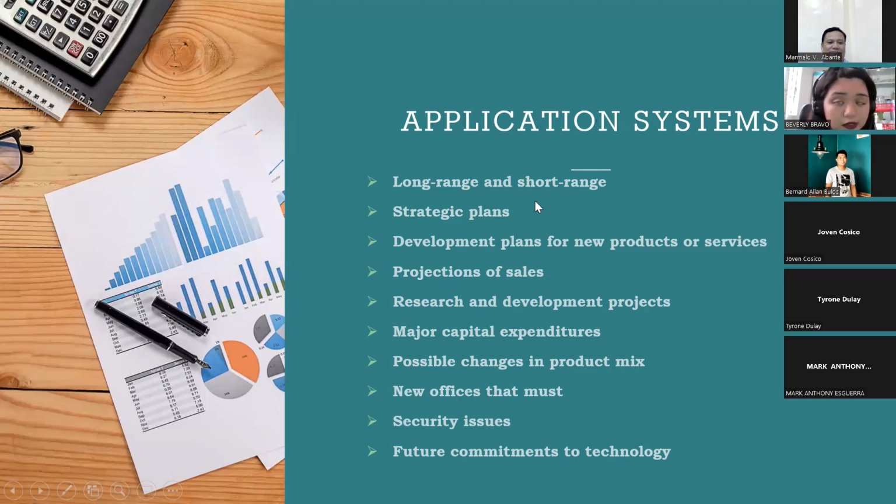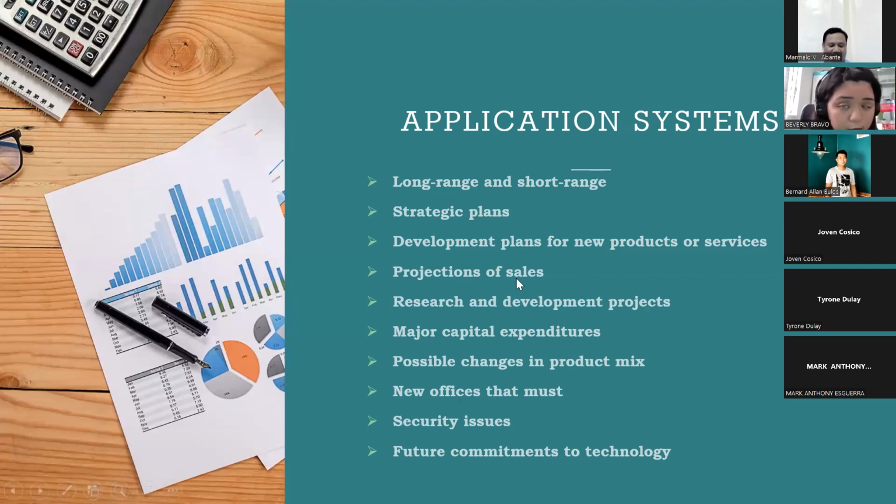First off is long and short range. This concerns the business goals, so we have to consider that. Of course, in the strategic plan, what is the bigger picture? Development plans for new products or services. If the company has future plans of developing new products and services, applications would probably be needed at that point. So the network manager also has to anticipate or consider that.